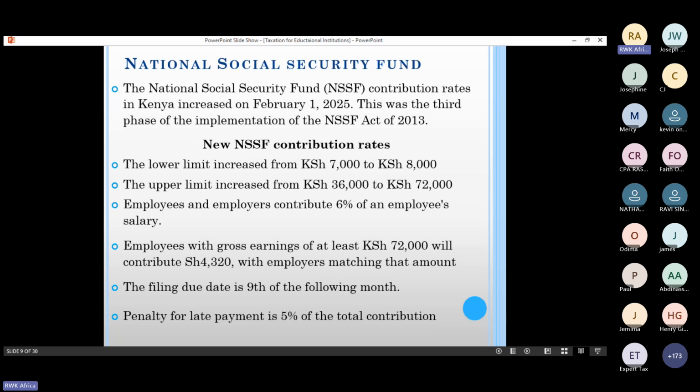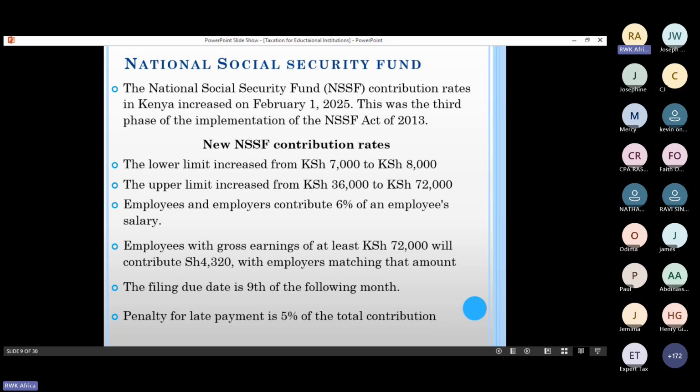So the contribution rates are governed by limits. We have an upper and a lower limit. The lower limit currently is at 8,000. Initially, in the year 2024, it was 7,000, but currently it is 8,000. Then the upper limit increased from 36 to 72. It doubled. So the contribution now is in between the lower limit of 8 and the upper limit of 72.